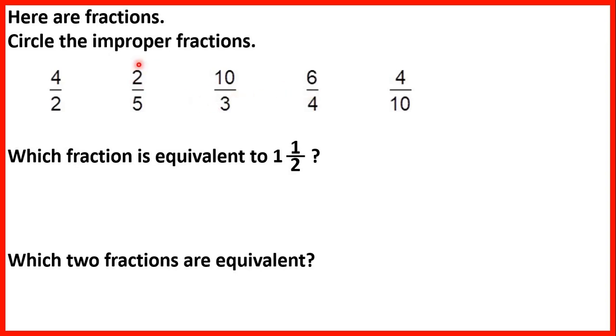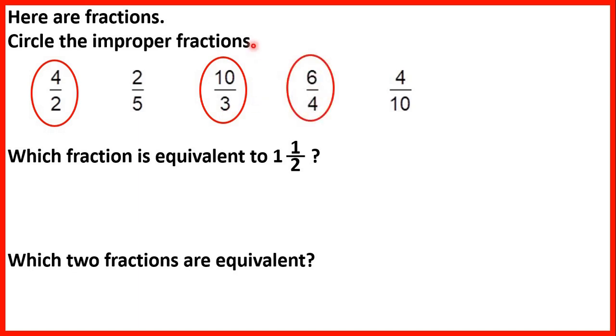Here are fractions. First, we need to circle the improper fractions. So remember, an improper fraction is a fraction that's larger than 1. So a fraction with a larger numerator than denominator. So 4 halves is an improper fraction because 4 is larger than 2. 10 is larger than 3, so 10 thirds is another improper fraction. And 6 is larger than 4, so 6 quarters is our other improper fraction.